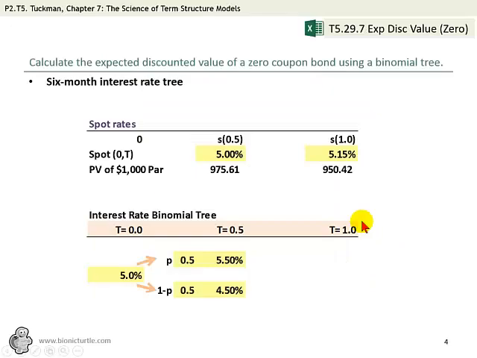This Chapter 7, Science of Term Structure, is really about the interest rate binomial tree. And so Tuckman starts with a very simple example. You may recall that in Tuckman, the bonds all pay coupons every 6 months or semi-annually. So we might expect that his interest rate binomial tree has a 6-month time step here, but that's just a design decision, right? And it's a pretty long time step. We could really have 1 month or even 1 day here for these time steps. So he's just decided to keep it simple with a 6-month time step.